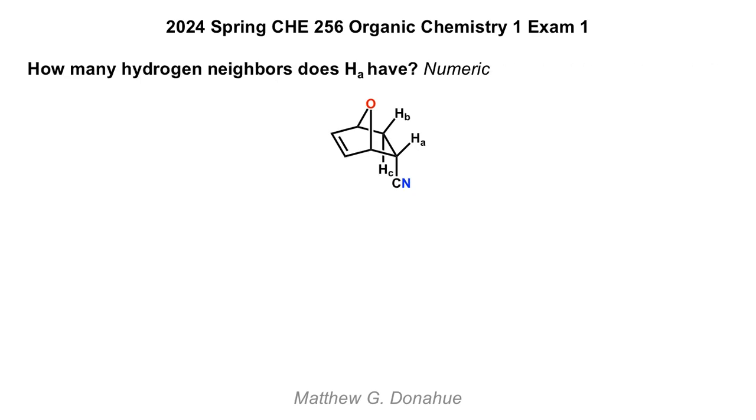How many hydrogen neighbors does HA have? And again, this is the carbon-bearing HA. So you have to look at its carbon neighbors, of which there are 3. So this carbon has 0, this carbon has 2, and that carbon has 1. So you have 3 total neighbors of HA.